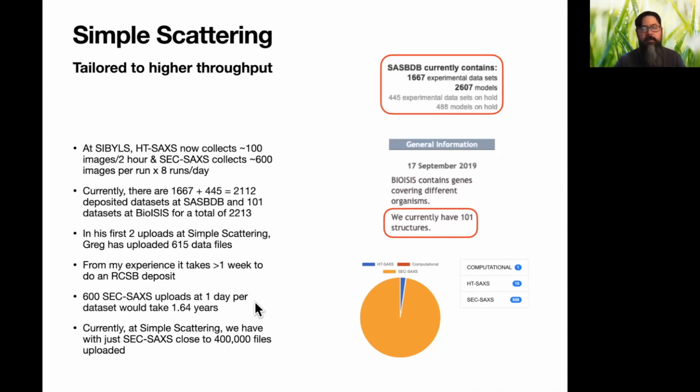And if you had to provide all the details for every single image or process data for SEC Sachs, and it took a day to do it, I calculate it would take 1.6 years to upload everything, right? And so currently over at simple scattering, we have over 600 SEC Sachs data sets that we've uploaded, but each contains 600 files. So we're pushing a number of 400,000 files so far.